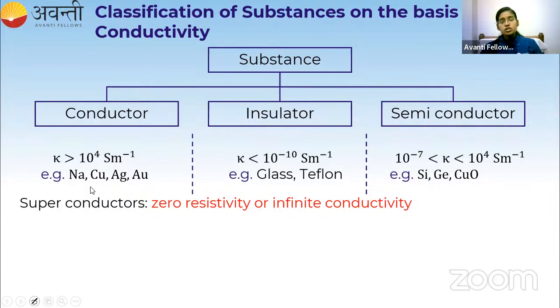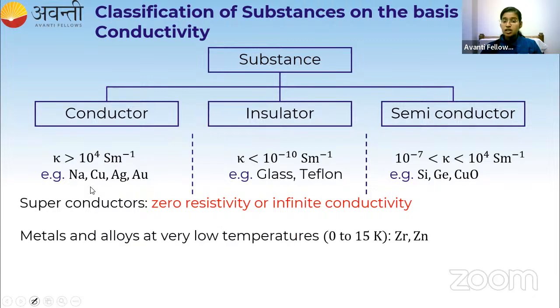Got it? So mostly metals and alloys at very low temperature fall under this category. You know the D block metals, you know S block metals, so you know what metals are. And alloys means two or more metals combined to form an alloy. Metals are zirconium, zinc, copper, silver, gold. So these are some of the metals. If they are present at very low temperature, like from 0 to 15 Kelvin, they can act as a superconductor.